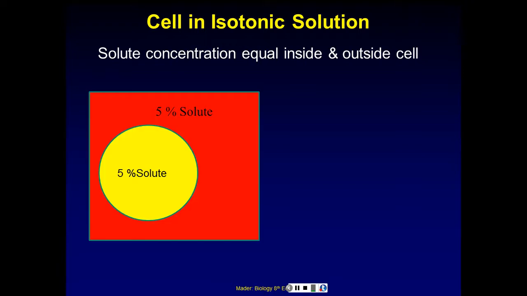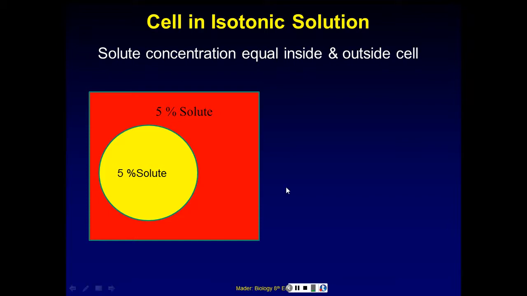So let's take a look at an example of that. And I've tried to simplify it here. I'm illustrating this as being the 5% and the yellow as being the cell, and then the red being the solution outside the cell. If a cell is in an isotonic solution, that means that there is an equal amount of solute inside and outside the cell. So 5% solute, 95% water.